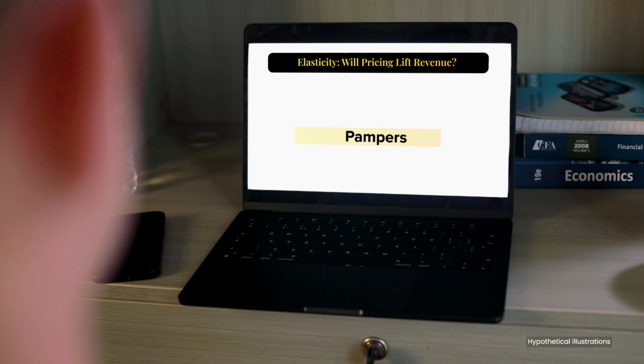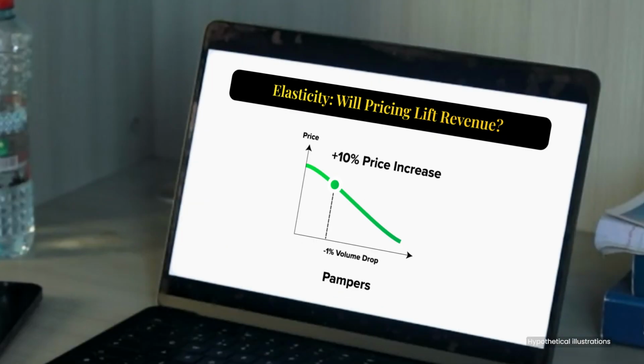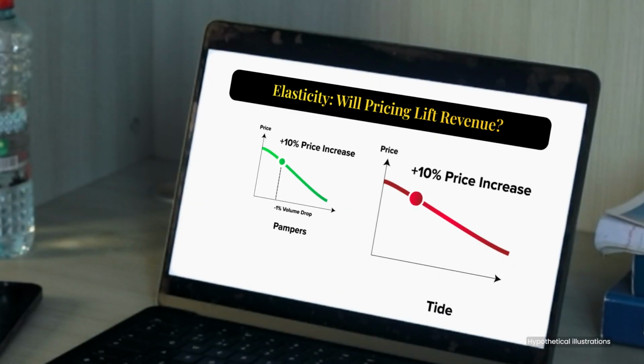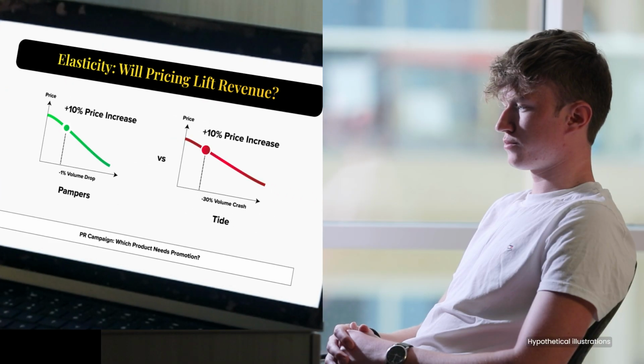First, look at Pampers. A 10% price increase results in only a 1% volume drop. Now contrast that with Tide. That same 10% price increase causes a 30% volume crash. So here's your question. You're planning a campaign for P&G. Which product can handle a price increase and which one needs promotion?